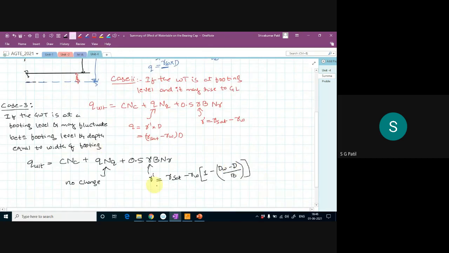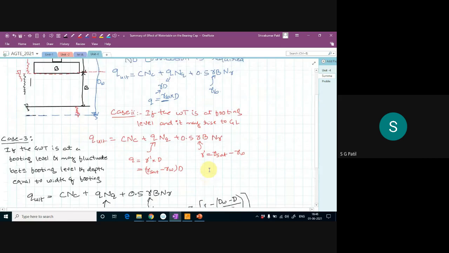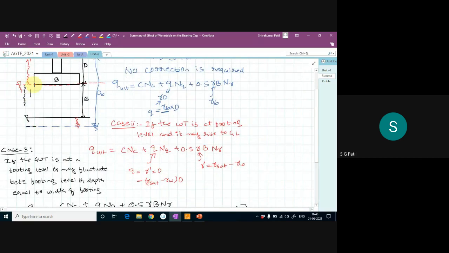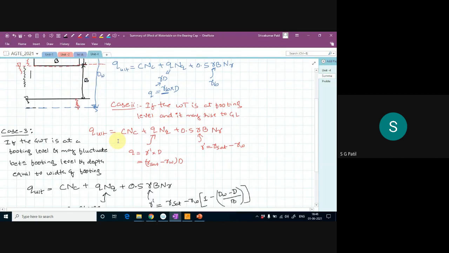Now my gamma dash, I have to take the submerged unit weight, but it is the weighted submerged unit weight. So suppose my water table is exactly at the footing level. Then what will happen? My dw is equal to d. Then what will happen to this equation?